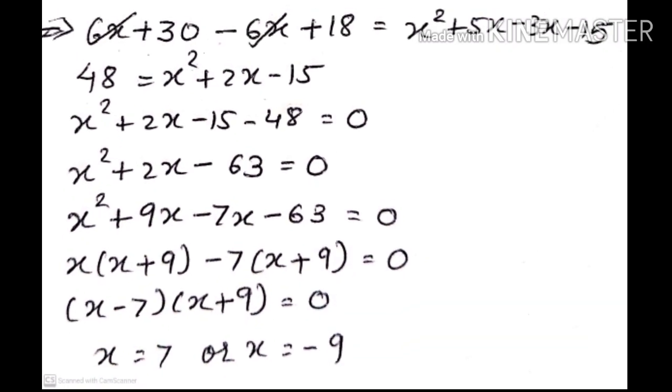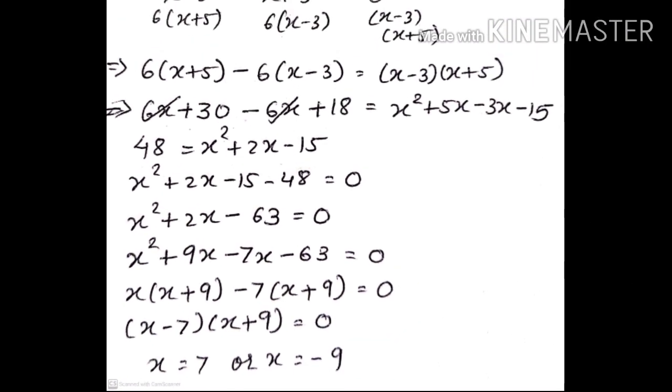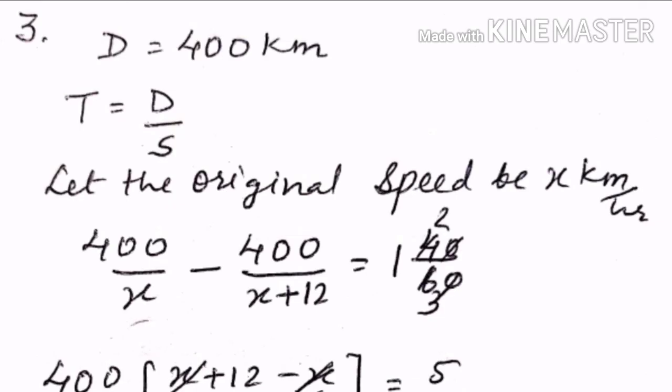Now next is question number 3 from question number 8. This is a word problem of quadratic equations. Here the distance is given as 400 km and a speed increase of 12 km per hour is given, and it is also given that the journey would be completed in 1 hour and 40 minutes less. So students, we have to find the original speed here. First of all, I let the original speed be x kilometers per hour.